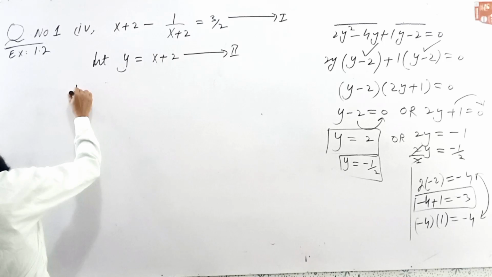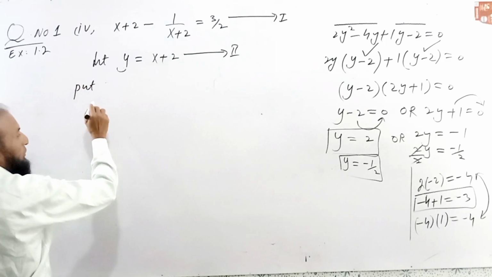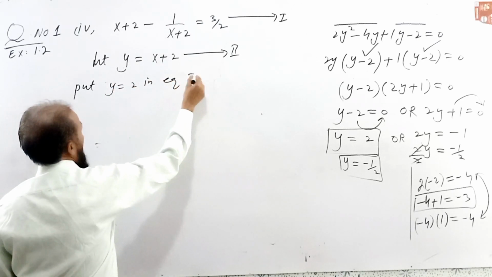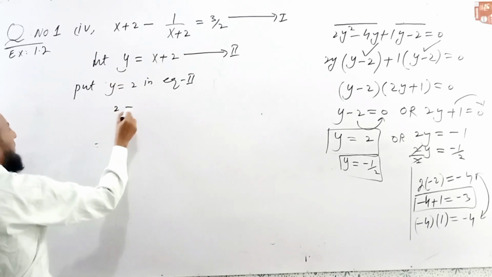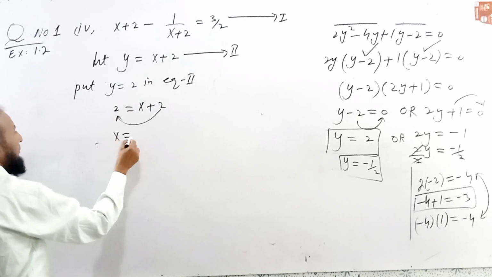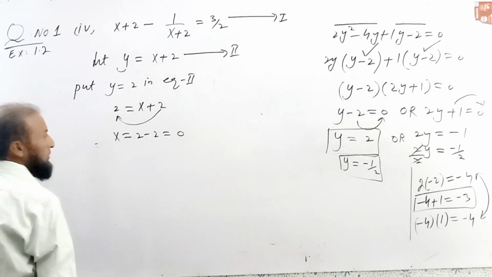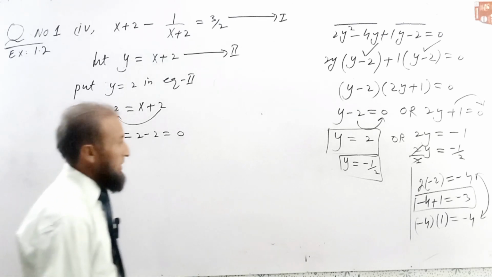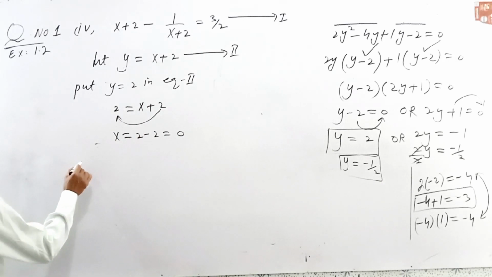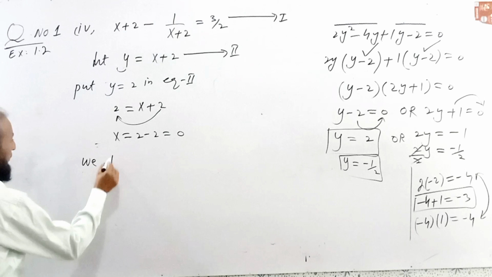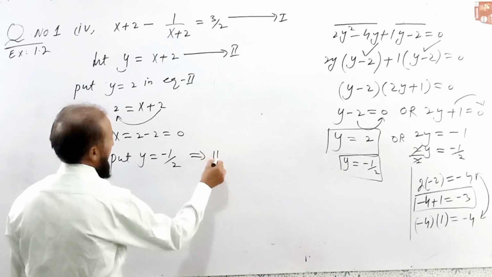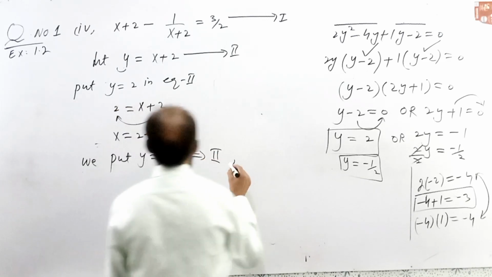It means that we are required to put these two results in equation number second. When we put y is equal to 2 in equation number second, so 2 is equal to x plus 2. So we change here to x is equal to 2 minus 2 is equal to 0. One solution we get this one. Similarly, if we put y is equal to -1/2, then equation number second becomes, so what is the result?